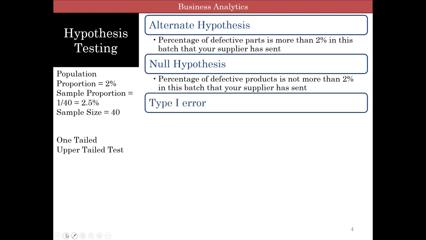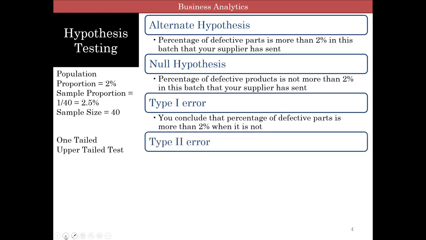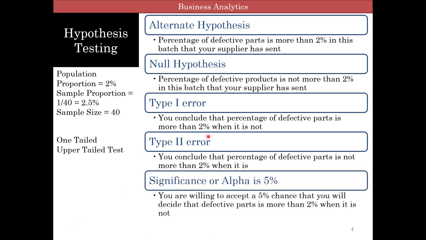And then that becomes easy for us to do the type 1 error: you conclude that it's more than 2% when it's not. Type 2 error: you conclude that it's not more when it is. And your significance or alpha is 5%. You're willing to accept a 5% chance that you will decide that the proportion of defective parts is more than 2% when it's not. Okay? So let's go on to how we are going to solve this.